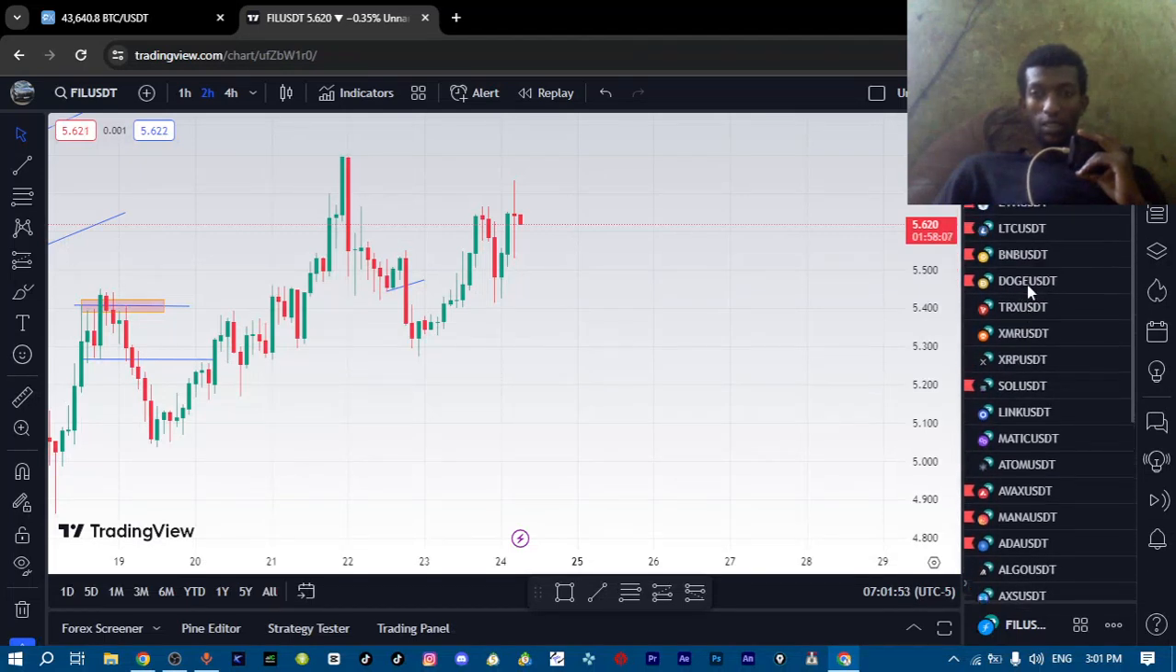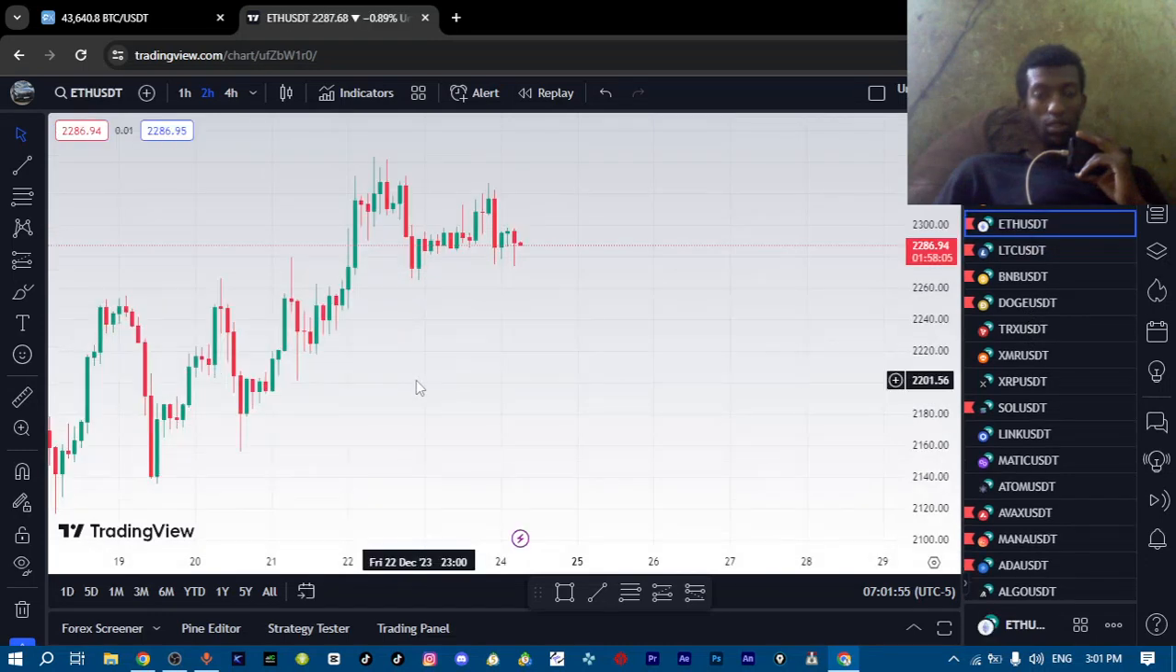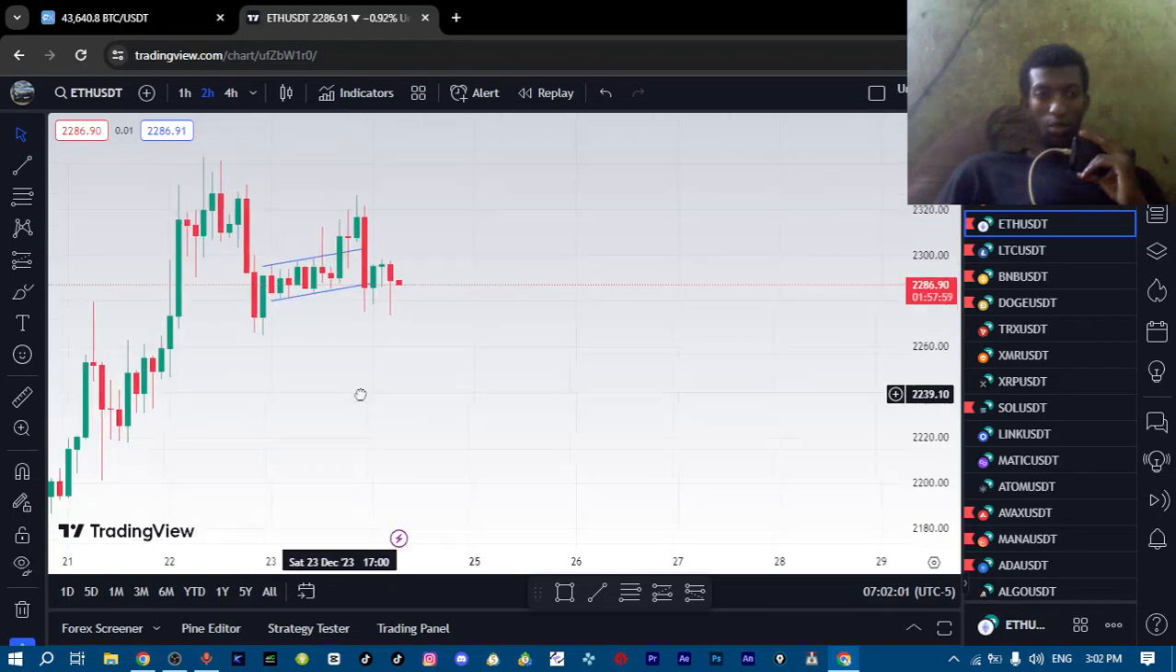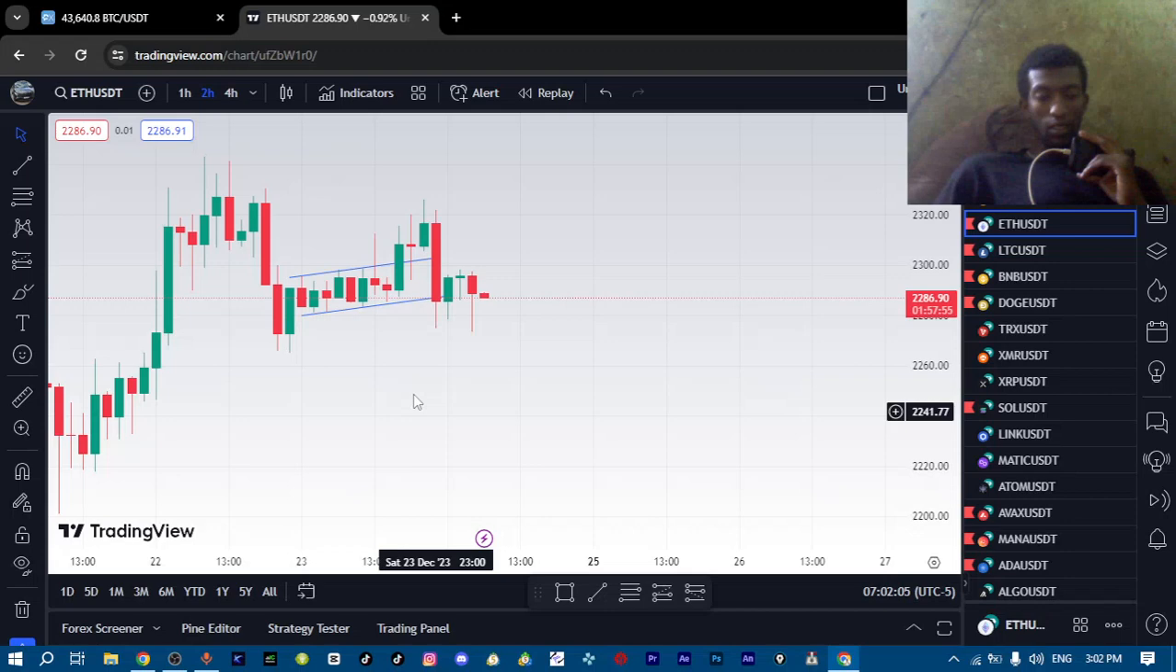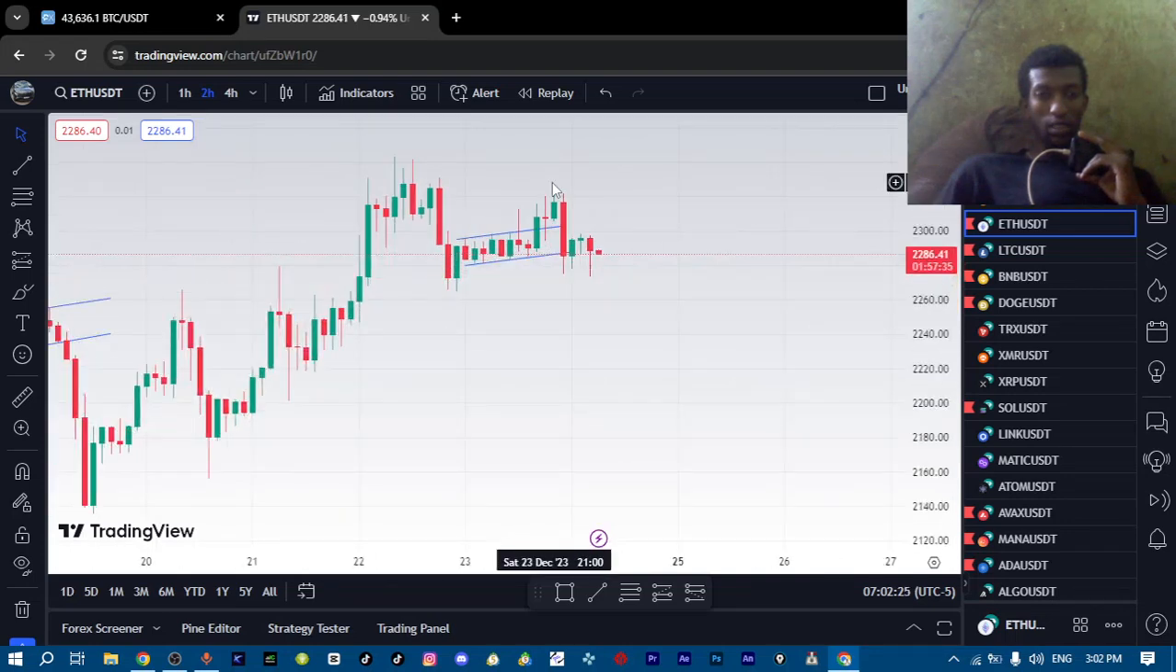Let's just start from the Ethereum USDT. So I was waiting for this Ethereum USDT to break out of this consolidation right here. Then it did. It really went up to this selling zone, this supply zone, and that is where it finally pulled back, and now it is falling.